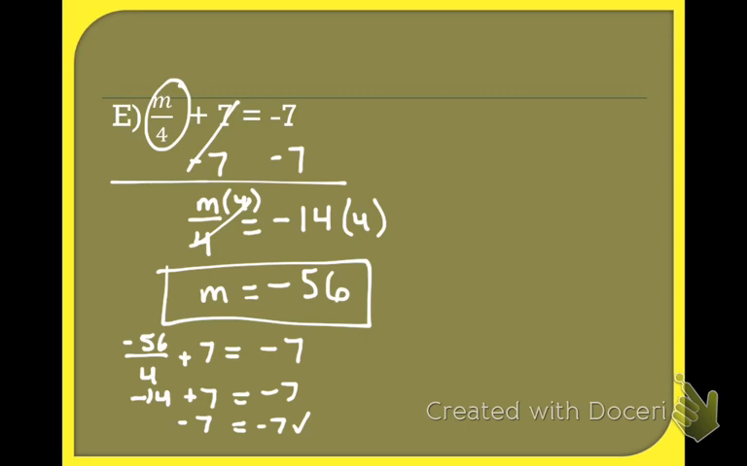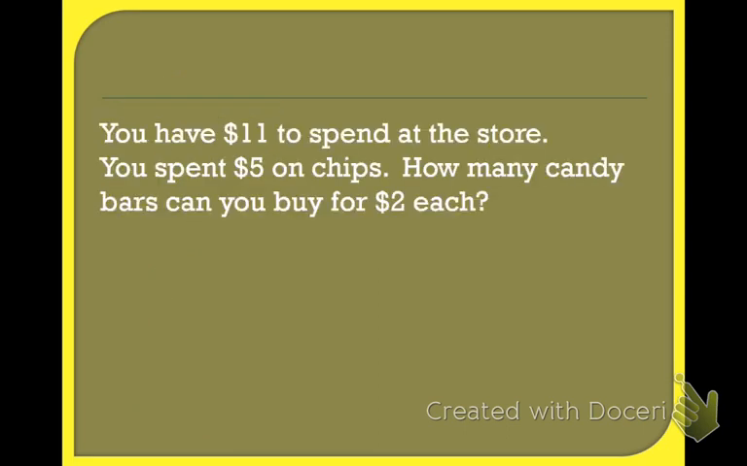Good job, guys. Our final problem of today is a story problem. You have $11 to spend at the store. You spent $5 on chips. How many candy bars can you buy for $2 each with the money that you have left over? Okay, so it sounds like you guys did a lot of reasoning in your mind to figure this out. This could have been turned into an algebraic equation, okay?